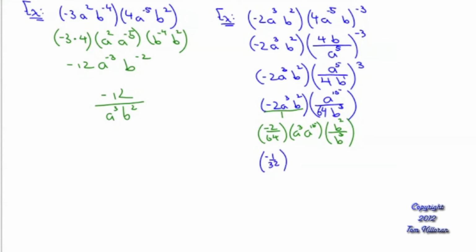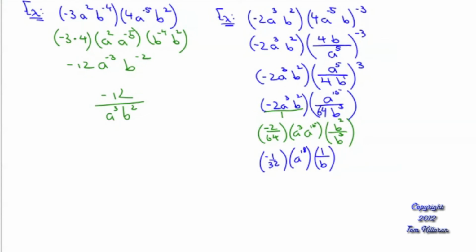A cubed times a to the 15th is a to the 18th. And b squared over b cubed: 1 over b is probably the best way to write it, or b to the negative 1, and you can fix that later.